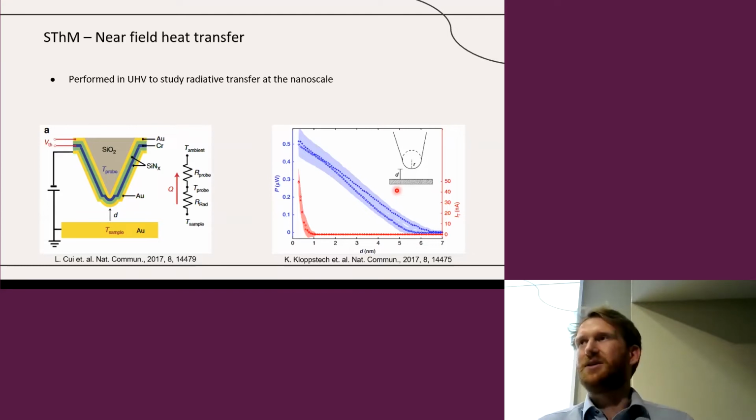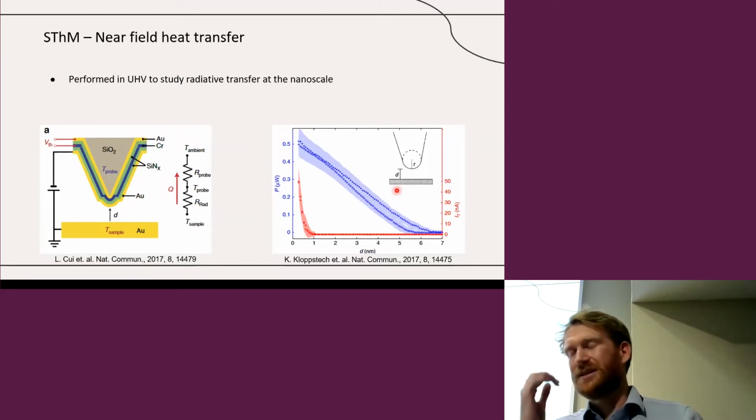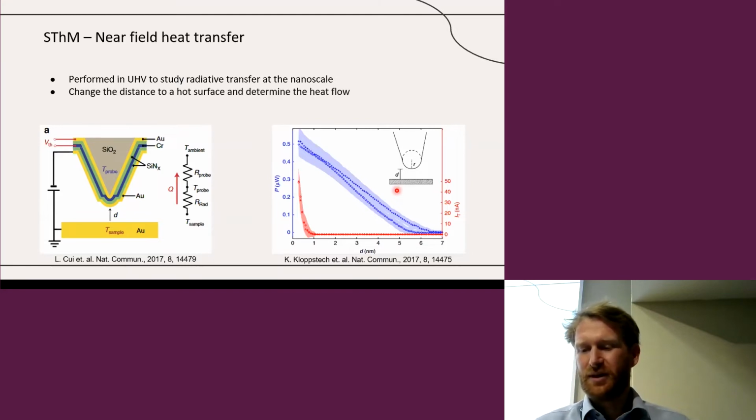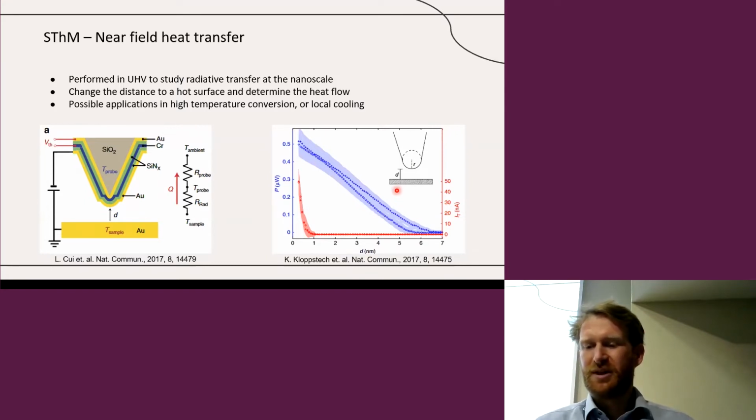So generally these studies are done in ultra high vacuum, because what you get when you put these kind of tips close in air is that it starts forming bubbles. So the conduction would be convective in nature, and what they're looking for is radiative transfer. So you would change the distance from a hot surface to determine the heat flow.